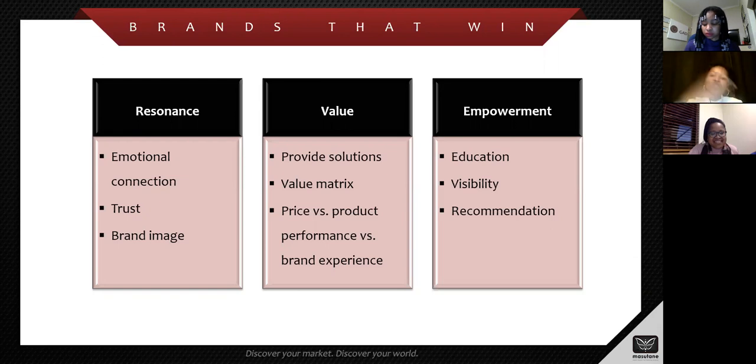And when you empower your audience and your customers with information as to why they need to choose you over the competitor, they start to recommend you as well, because you would have then delivered on the value, and then you start to build the emotional connection because you are connected to your audience. Does that make sense?